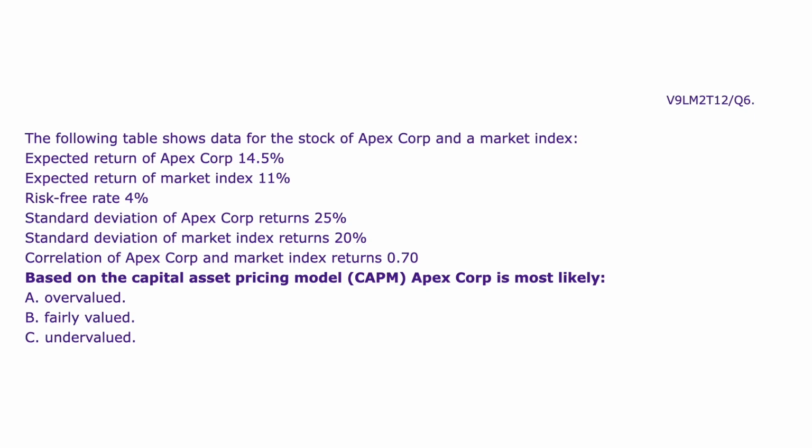The following table shows data for the stock of Apex Corp and a market index. Expected return of Apex Corp 14.5%. Expected return of market index 11%. Risk-free rate 4%. Standard deviation of Apex Corp returns 25%. Standard deviation of market index returns 20%. Correlation of Apex Corp and market index returns 0.70. Based on the capital asset pricing model, CAPM, Apex Corp is most likely: A. Overvalued, B. Fairly valued, C. Undervalued.